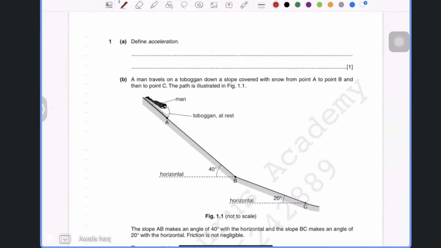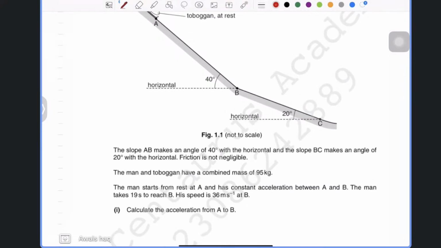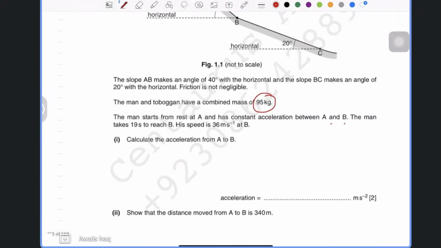So in this question, first you need to define acceleration. You can just write rate of change of velocity. Then there is a person on a toboggan at rest at A, and then he moves down, and there are different slopes to the horizontal, as you can see. It says the man has a combined mass of 95, and starts from rest at A with a constant acceleration from A to B. The man takes 19 seconds to reach a speed of 36. So calculate the acceleration. Fine.